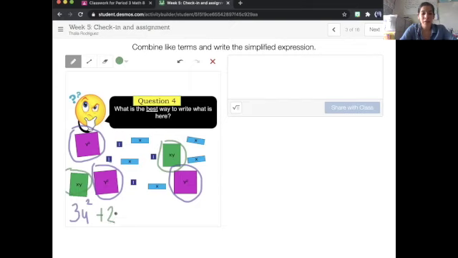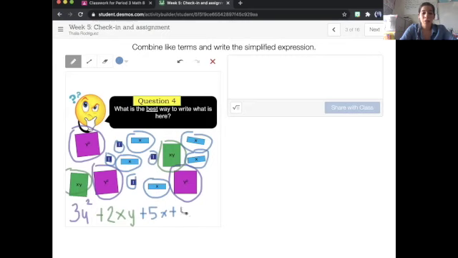Again, this mouse pad, like how I'm writing, it might be a little bit difficult for you to use, but I am just showing you how you would use it. If you want to use it, it is available to you. Next, I would combine my X tiles, and so there's 4, 5 of those. So I would put plus 5x. And lastly, I would combine my unit tiles, and there are 4 of those.